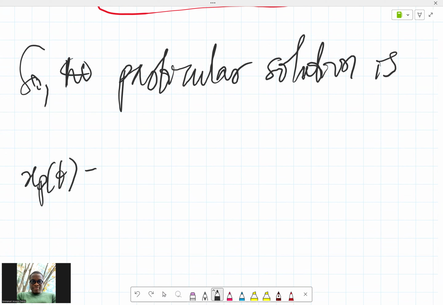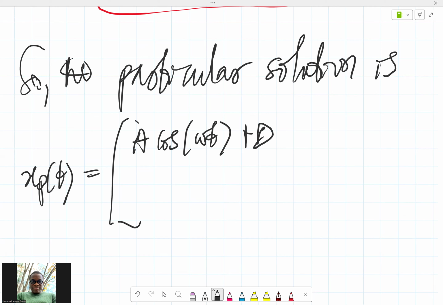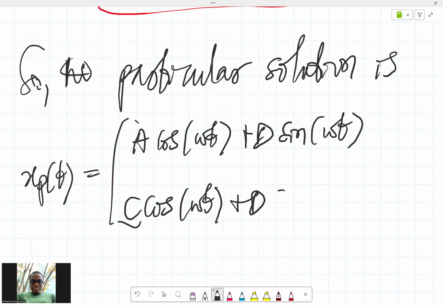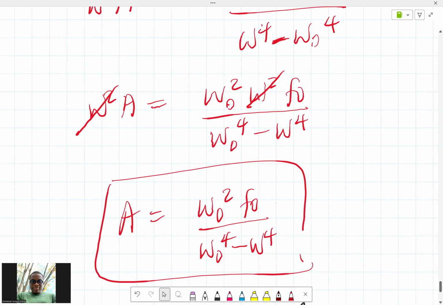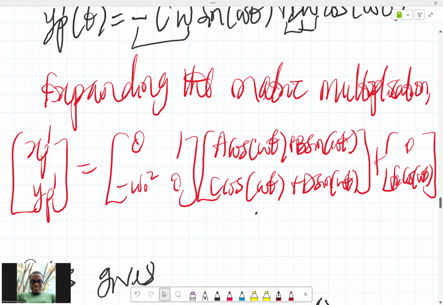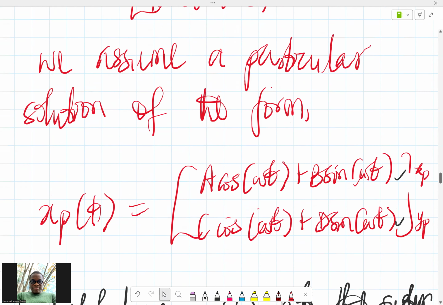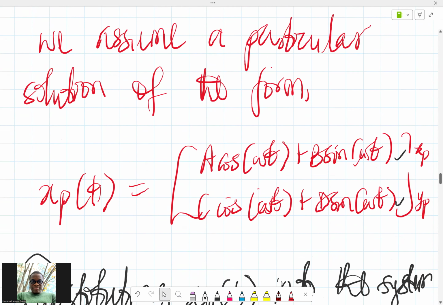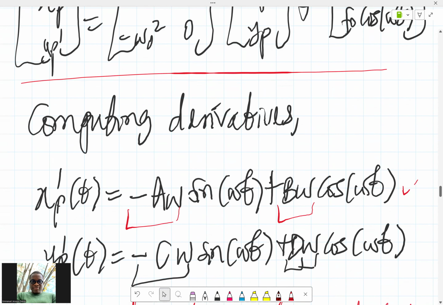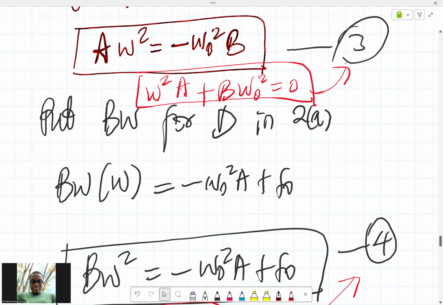I think it's better to write it this way. xp of t, which is A cos omega t plus B sine omega t. Then here C cos omega t plus D sine omega t. So we can then substitute those values. But let me look back at that again to be sure I've done the right thing. Yes, for the particular solution, that's what we have. So we can substitute the values we've got now.